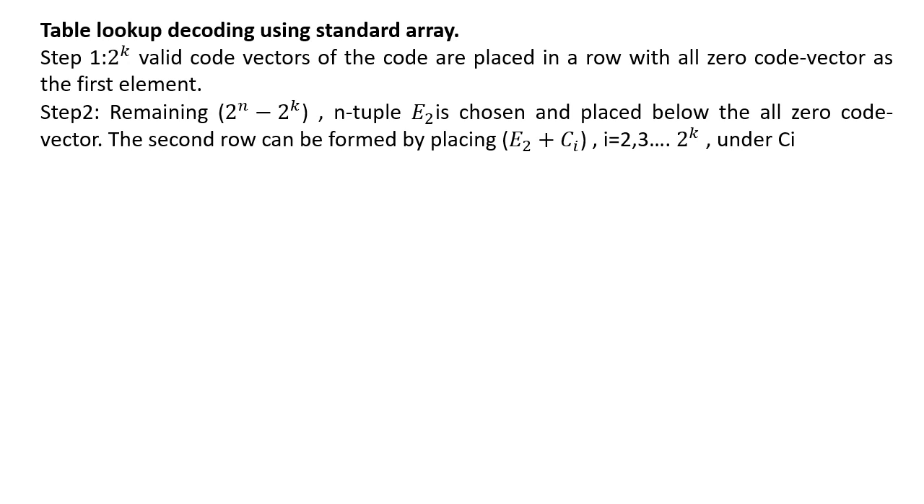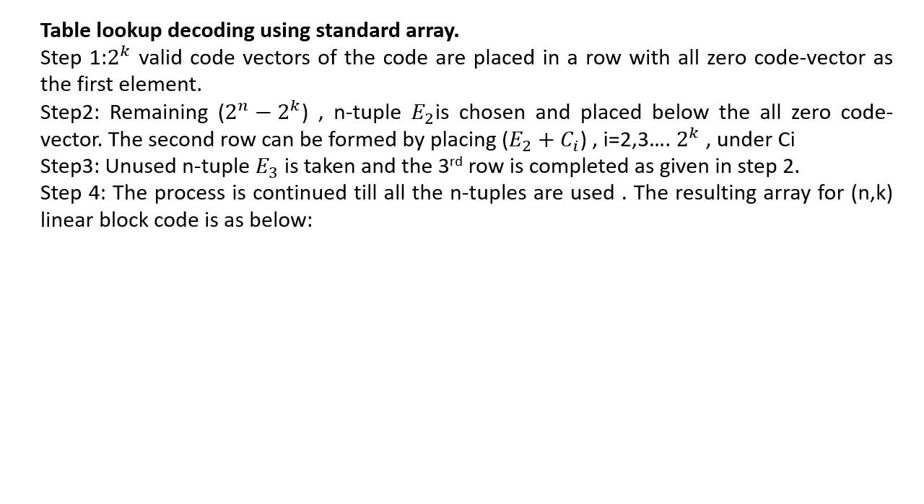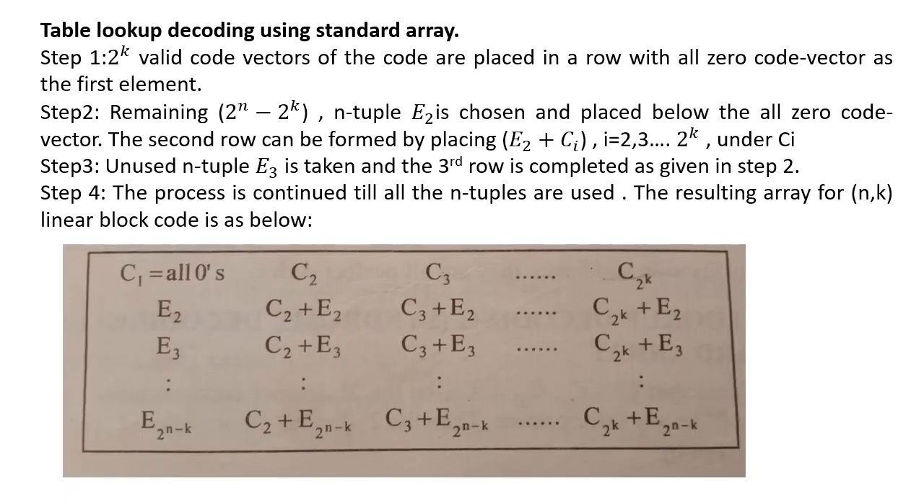The second row can be formed by placing E2 plus Ci, where i is equal to 2, 3, 4 up to 2 to the power of k, under the Ci. Step 3: an unused n-tuple E3 is taken and the third row is completed as given in step 2. Step 4: the process is continued till all the n-tuples are used. The resulting array for an (n, k) linear block code will be as given below.